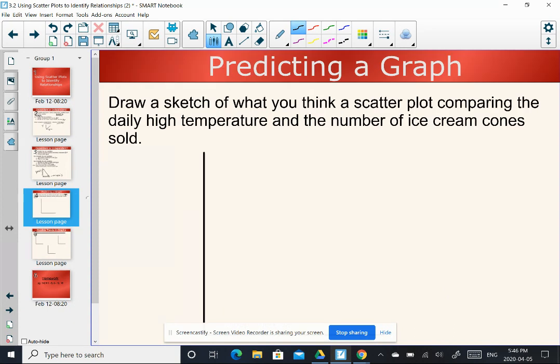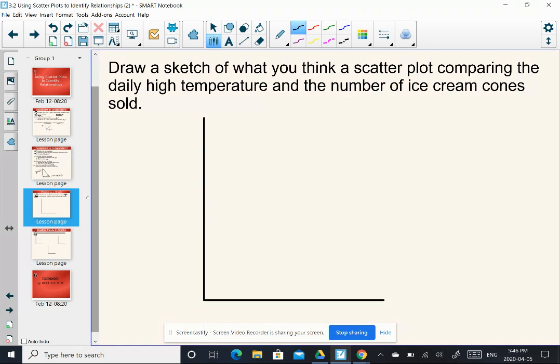Now, going back to our ice cream cone example here, let me just scroll down a little bit. I already kind of gave you a sketch of what I thought the general trend might be. But now let's look at, what do you think that sort of positive correlation might look like? It might look like something like that. Actually, I'm going to have it kind of plateau because there's only so much ice cream that people can eat. So you might get something like that.